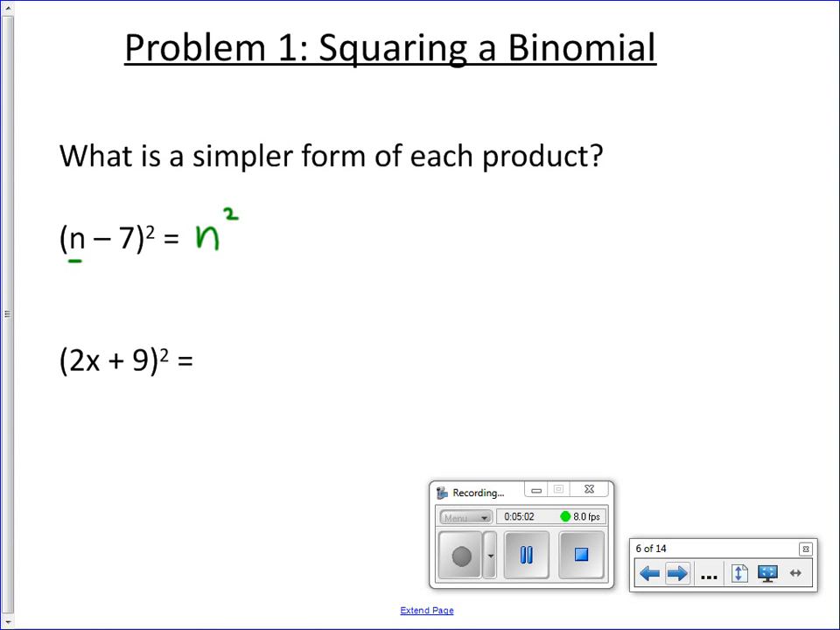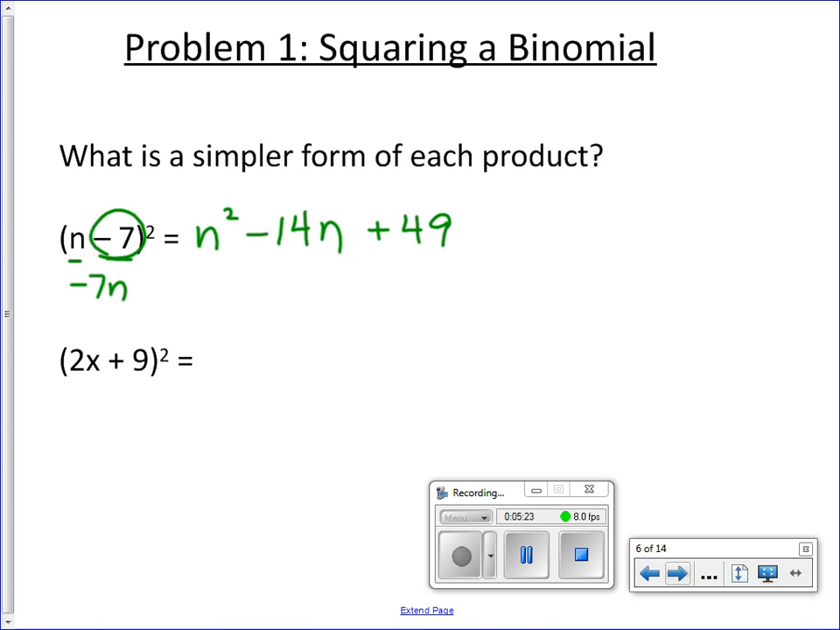All right, we're going to take the two terms and multiply them together, which would give negative 7n, and then double it. So it'd be minus 14n. And then we take the last term and square it. Negative 7 squared would be a positive 49.